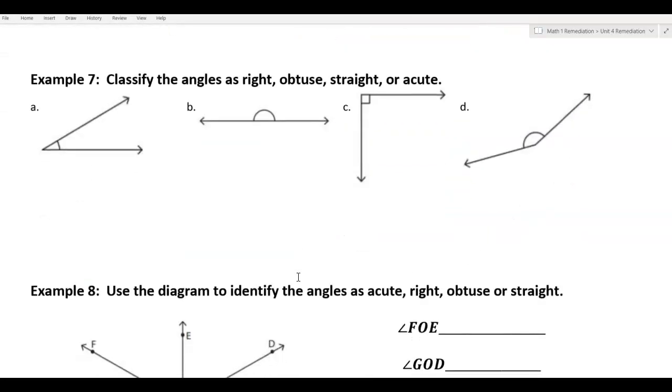So here, when we look, if we had to classify these angles right away, obtuse, straight, or acute, this one looks less than 90, so this would be an acute angle. This gives you a straight angle, which is 180 degrees. See this little box? That's 90 degrees, so it's a right angle. This is a straight angle. And here, as you can see, that's more than 90, so that would be an obtuse angle.